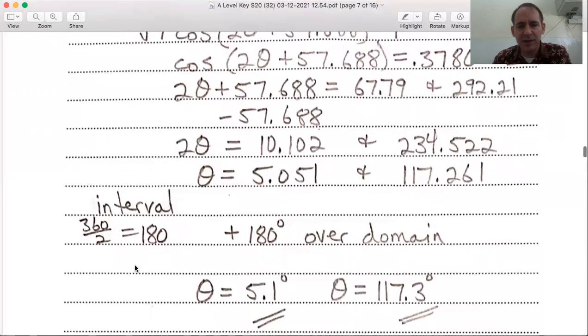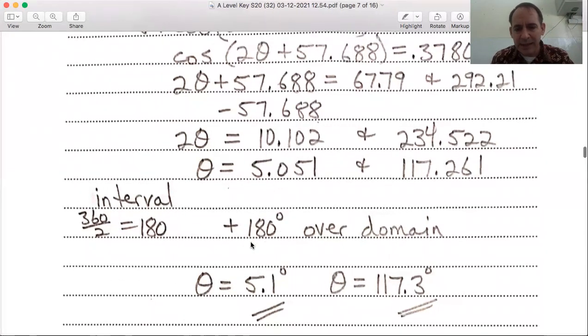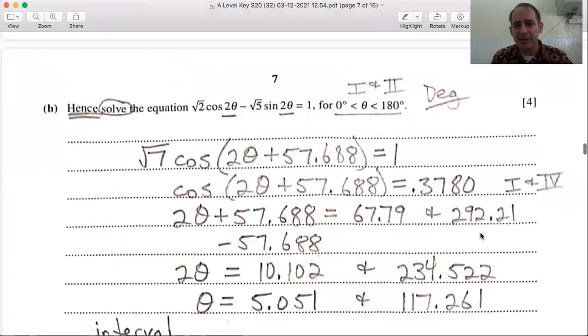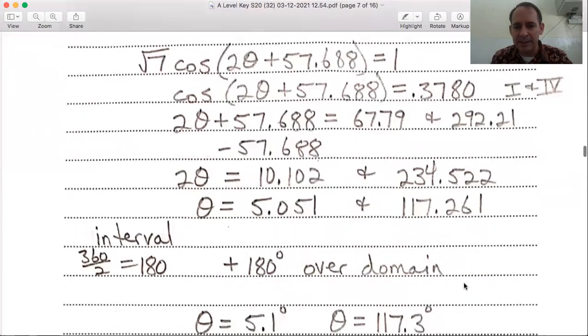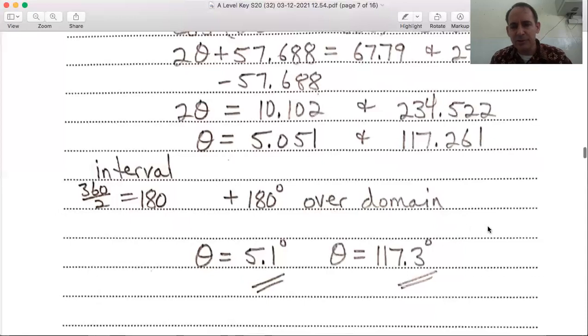Notice there's a 2 theta. That means there's 2 cosine waves between 0 and 360. So if we figured out the interval, 360 divided by the 2 means that the interval between this set and the second set is 180 degrees. But if we add 180 degrees to both of these values, it will be over the domain. So we don't really need to do that because it extends us over the domain.